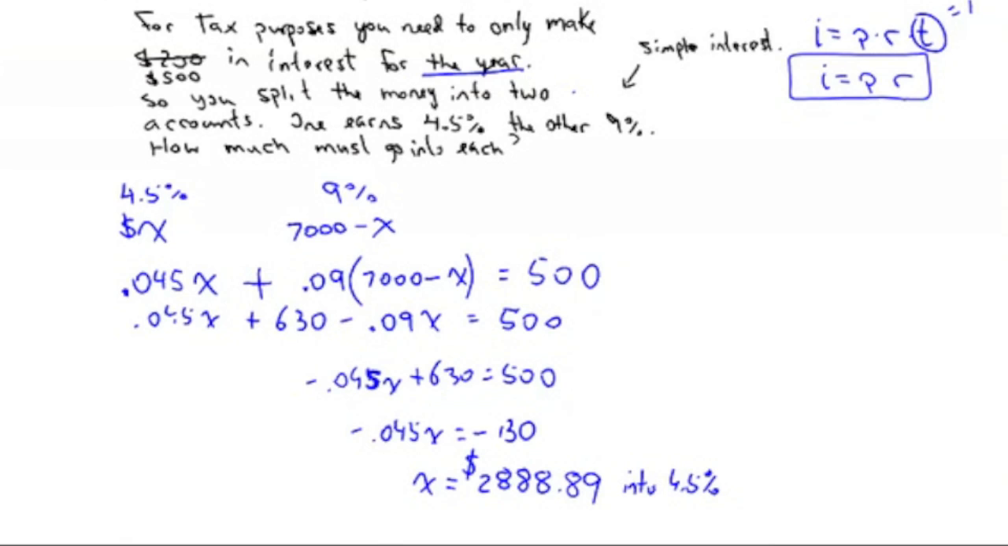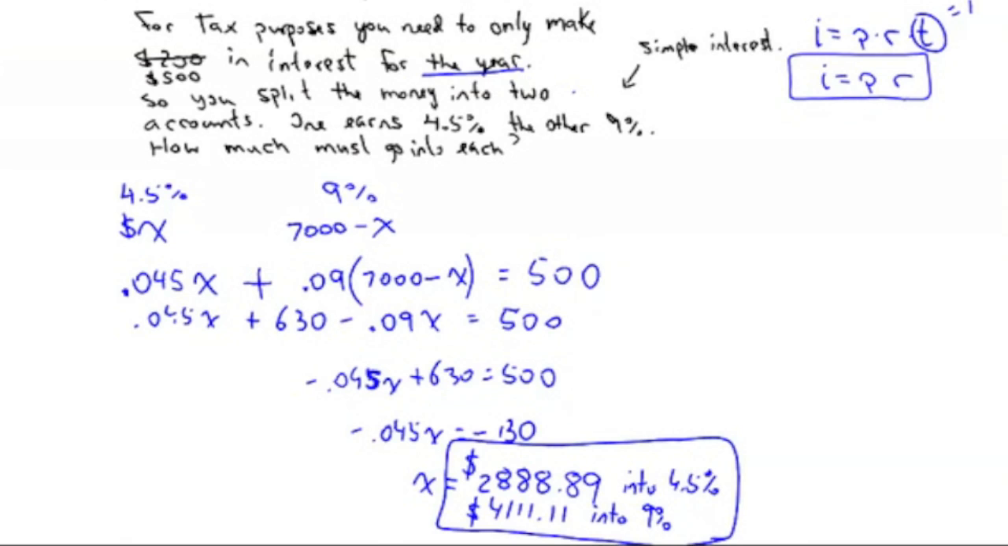Now, how do I find out how much goes at 9%? Subtract that from 7,000. So 7,000 minus 2,888.89. I have no idea what that is. 4 something. $4,111.11. And this would be properly answering the question. How much money went into both accounts? This one went into 4.5%. This amount went into 9%.